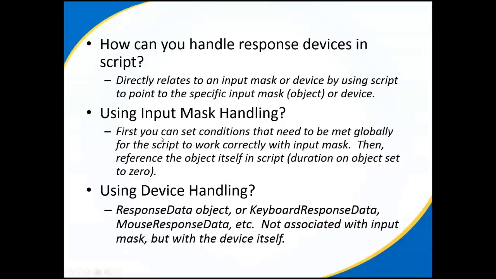With input mask handling, first you have to set the conditions that need to be met globally. So if you remember, we made sure that the reply slide had a duration of 0, that the pre-release was 0, as well as some other warning messages that we had set in there. And then that will help the script work correctly if we have those things met. And then you're going to reference the object in script. So this is where we had it set to 0 for the duration. And then we specifically reference the reply slide and then the default state of the slide and then the text box that was on that reply slide. So whatever response was given, E-Prime knew to look there for the input mask.